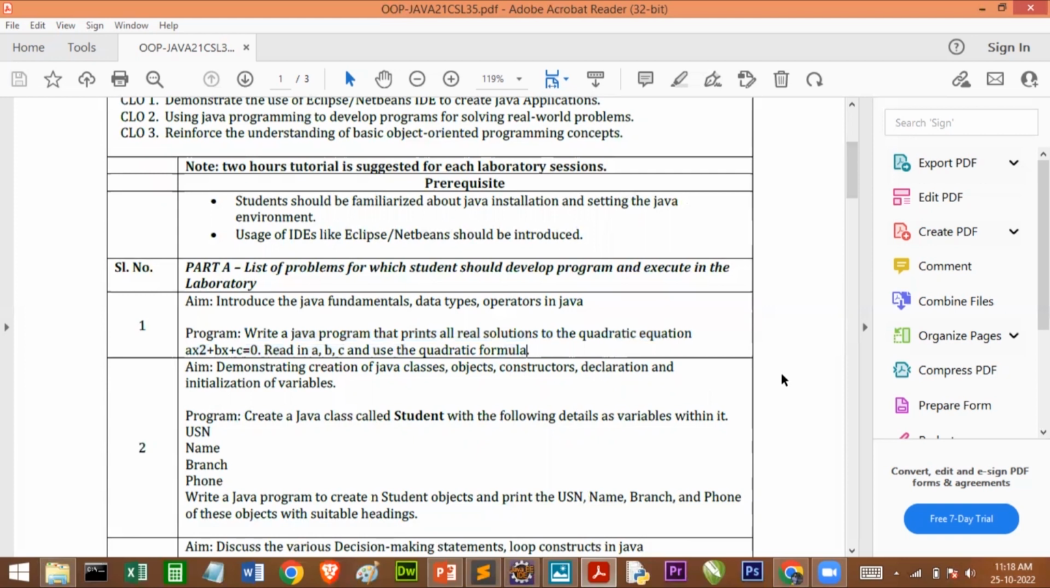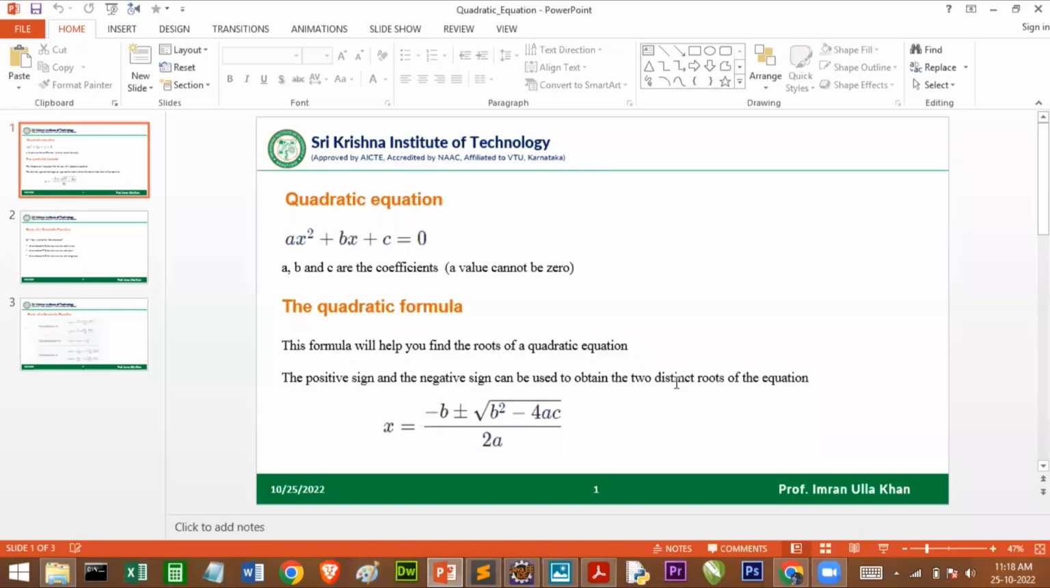Write a Java program that prints all real solutions to the quadratic equation, ax square plus bx plus c, where a, b, c are the coefficients, and you have to use the quadratic formula to calculate the roots. Okay, so we will see what is a quadratic equation and which quadratic formula calculates its roots. ax square plus bx plus c is equal to 0 is a quadratic equation where a, b, c are the coefficients, and c you can say is a constant value.